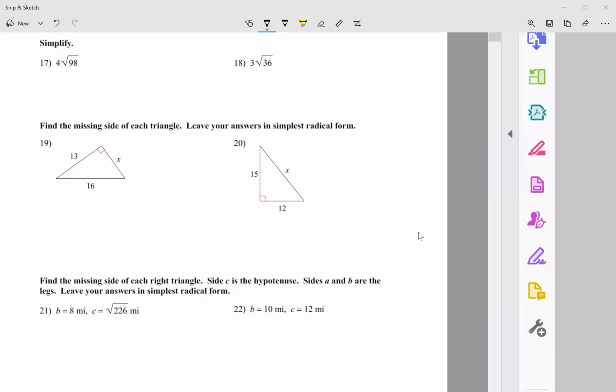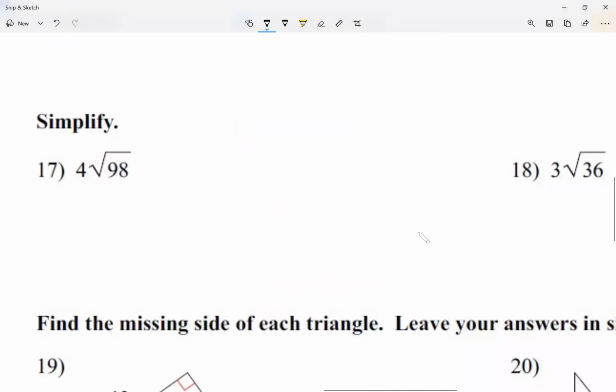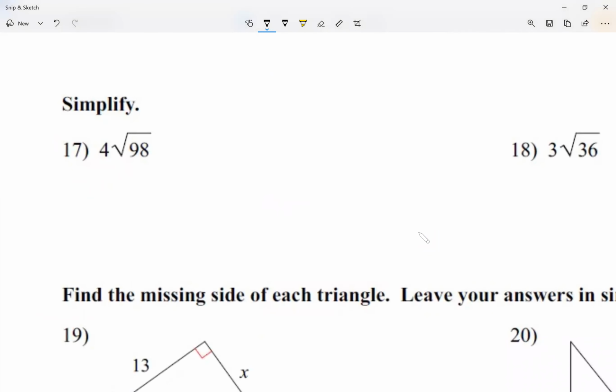Okay, quick review of the week. So let's take a look. Simplifying first. Okay, so 4 radical 98.